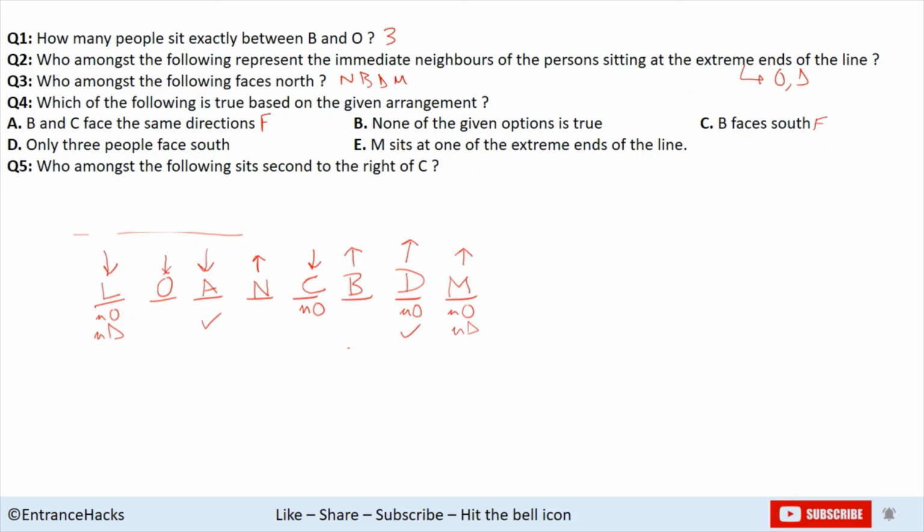Only 3 people face south. That is also false. There are 4 people who are facing south: L, O, A and C. M sits at one of the extreme ends of the line. That is true. So the answer is E. Who among the following sits second to the right of C? Second to the right of C is A.